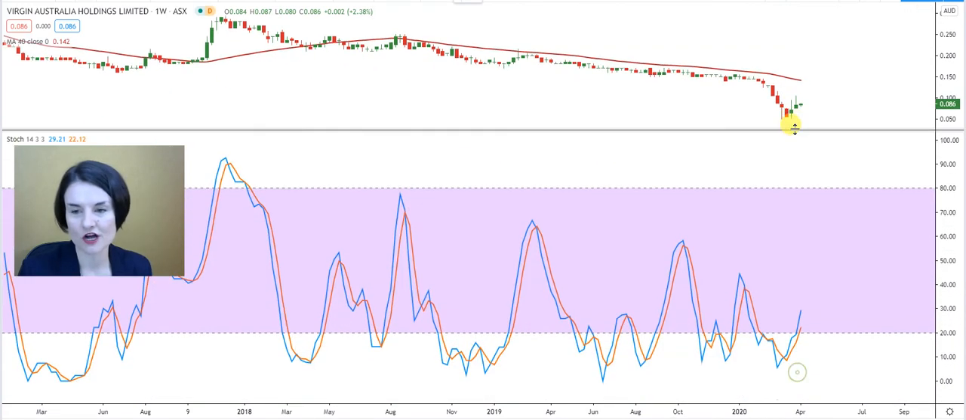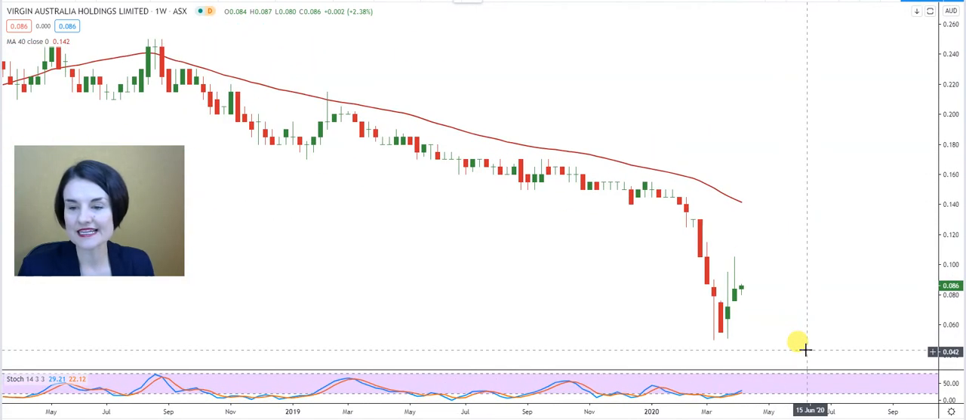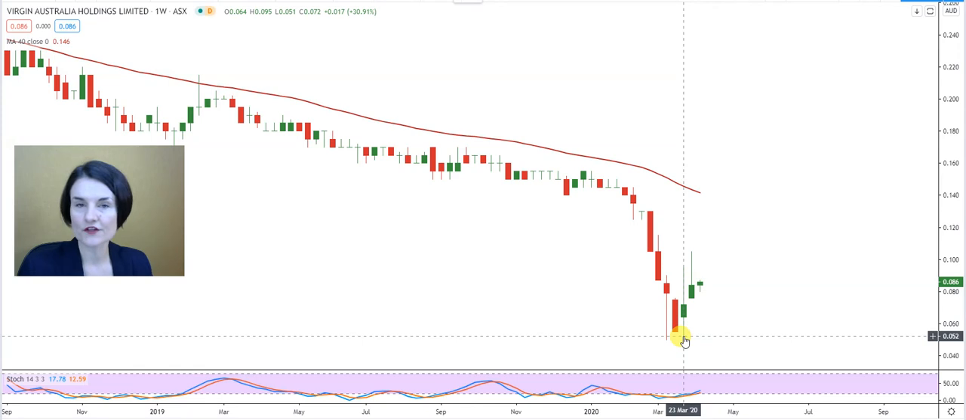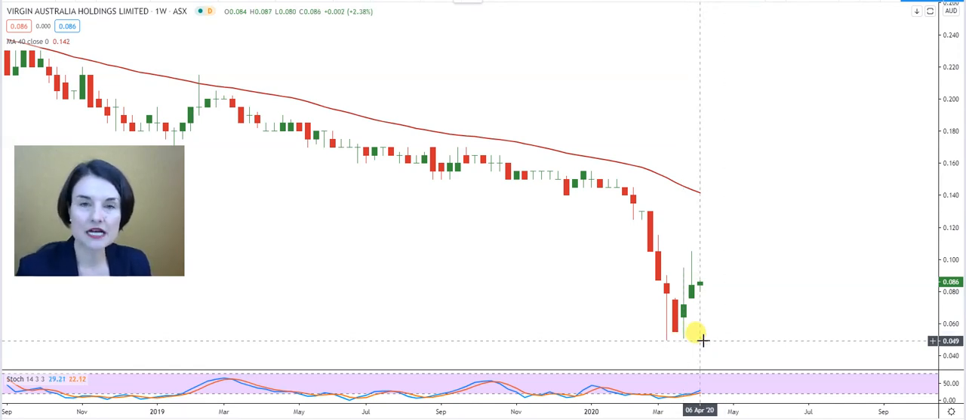Beautifully oversold on my stochastic graph. My two lines have broken upwards. That confirms the positive divergence, and that tells us there's a lot of room for upside still before this share becomes overbought. We can see that the candle of the week of the 23rd of March is a spinning candle, and that tells us indecision.